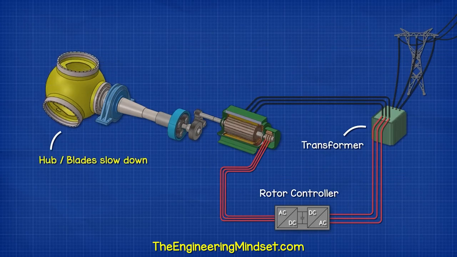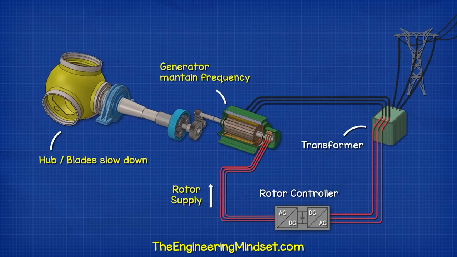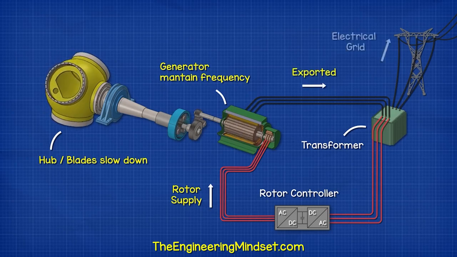The controller is constantly making adjustments to the frequency of the rotor current to ensure a 60 Hz output is maintained.